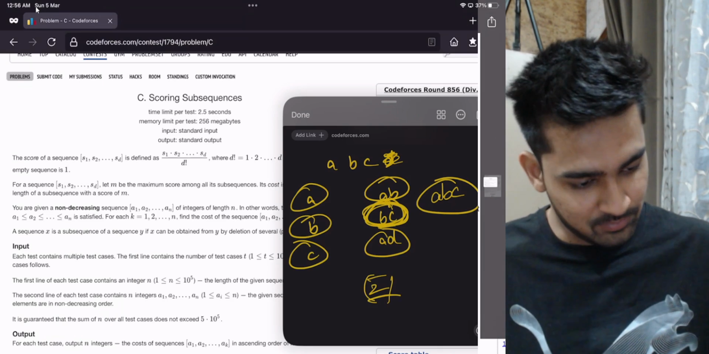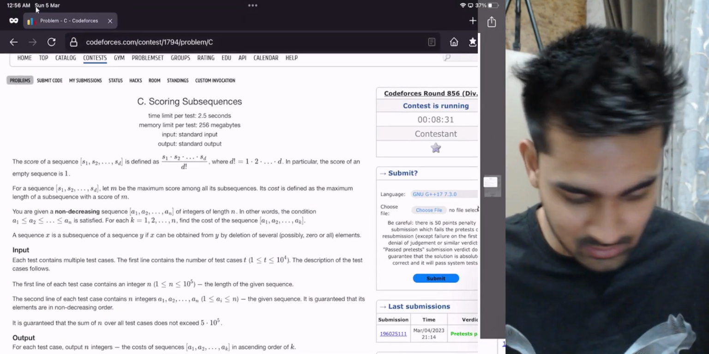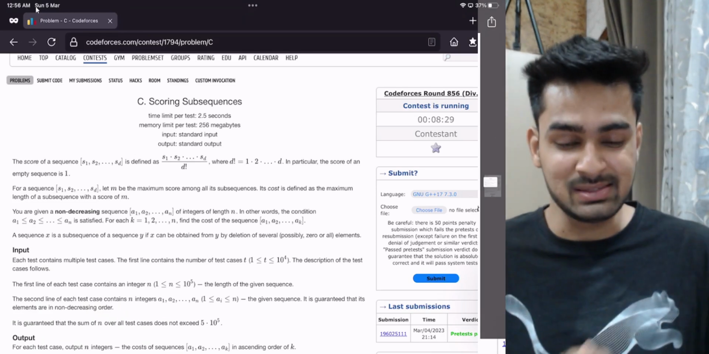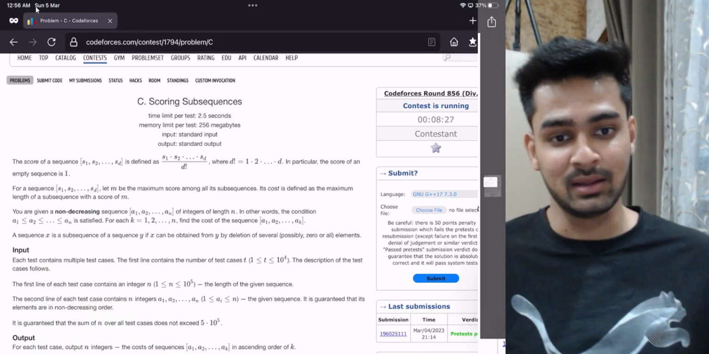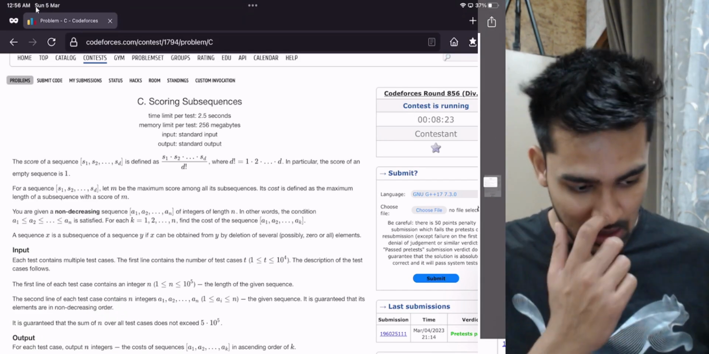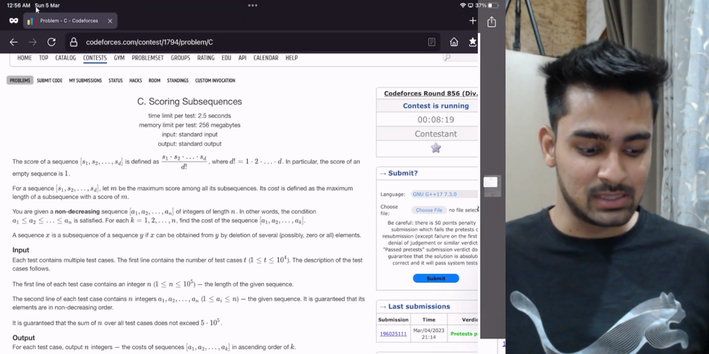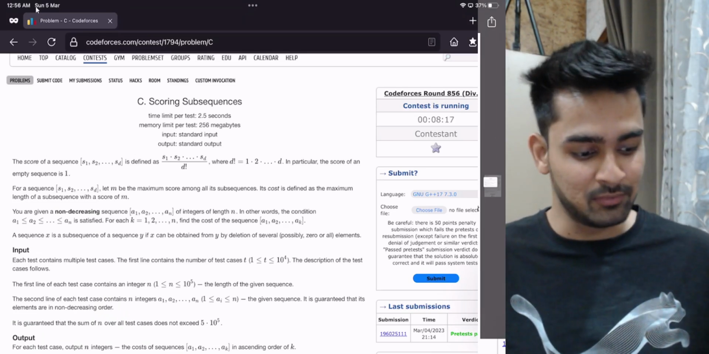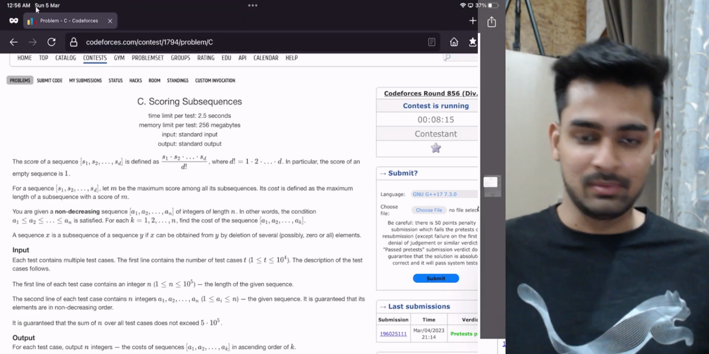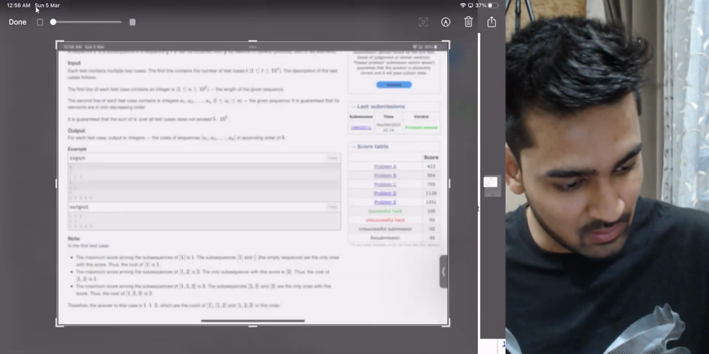So what do we have to do? You're given a non-decreasing sequence. The sequence being non-decreasing means it is increasing, not strictly increasing, so we can have 1, 2, 2, 3 in such a way, of integers of length n. A sequence x is a subsequence of sequence y if x can be obtained from y by deleting several elements.